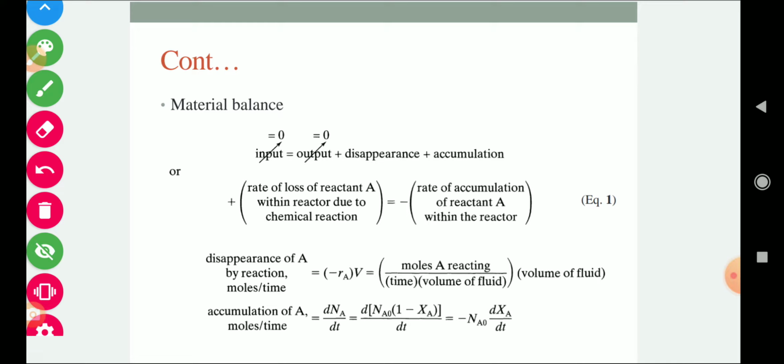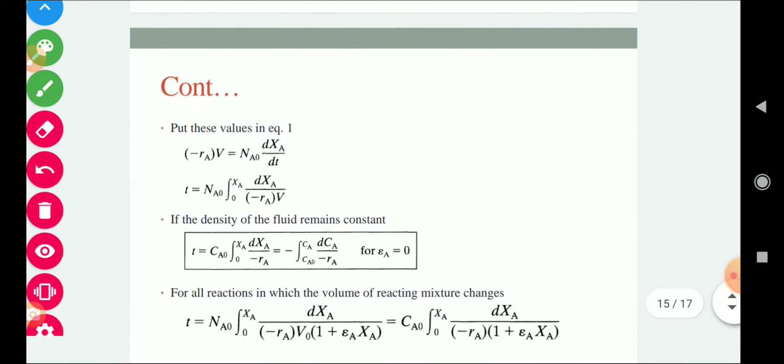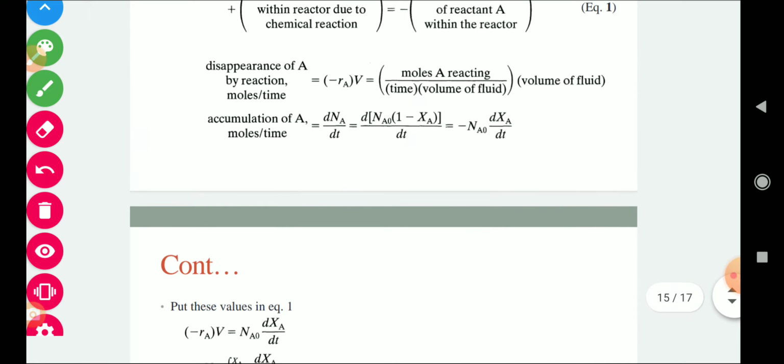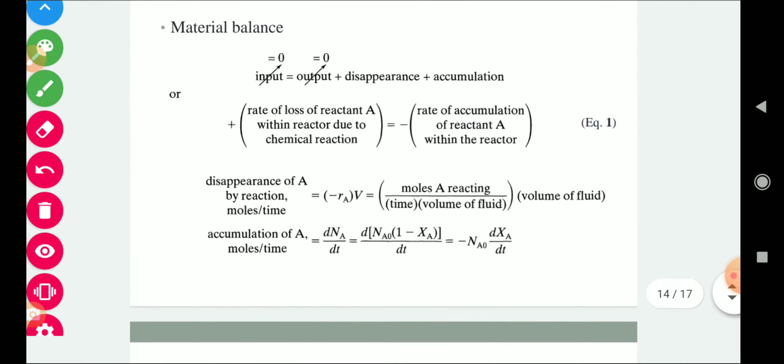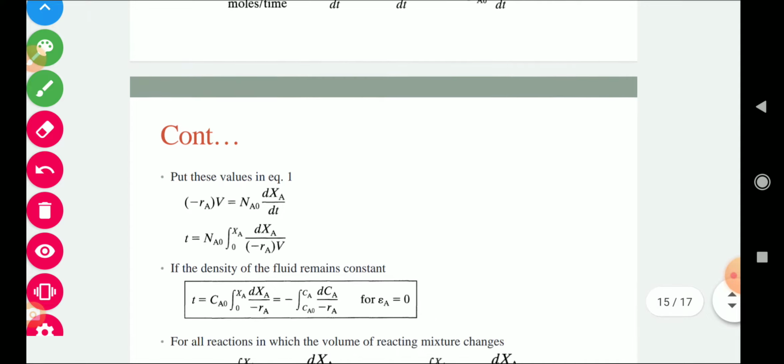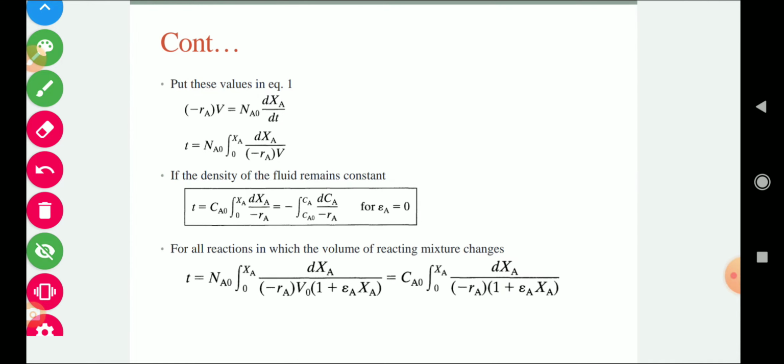because the differentiation of 1 is equal to 0, and the second term is Na0 Xa. So Na0 is taken out because this is constant, the initial number of moles of A present in the reactor, so we can take it out of the differential equation. So finally the rate of accumulation will be equal to minus Na0 dXa by dt. Now if we put this rate of disappearance and rate of accumulation in the material balance equation, then finally we will get this equation.